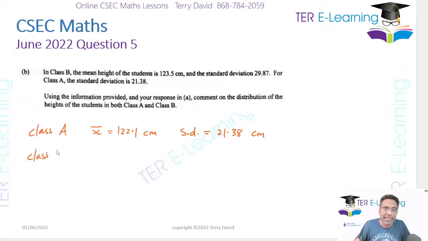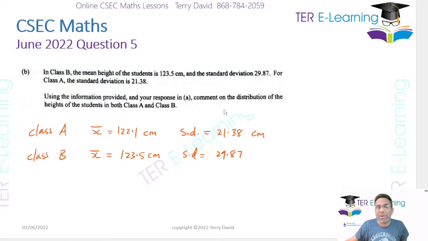Some people probably left this out completely, and that's okay, because I think this was just one mark I saw. So for class B, your mean height was 123.5 cm, and your standard deviation in this case for B was 29.87. Now what they want us to do, they said comment on the distribution of the heights in both class A and class B.